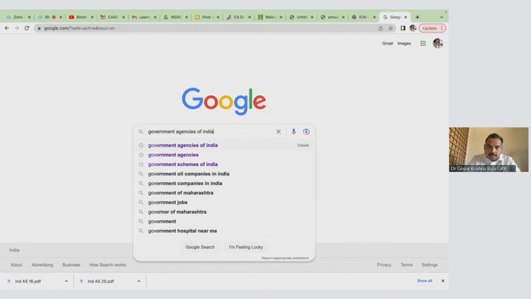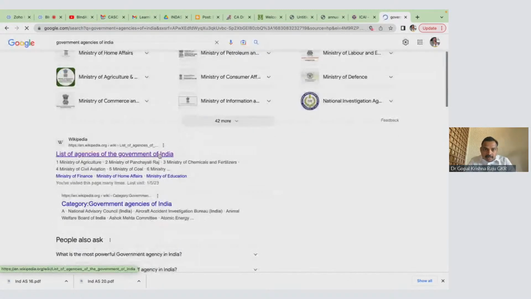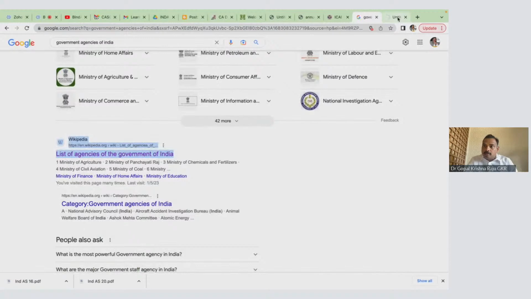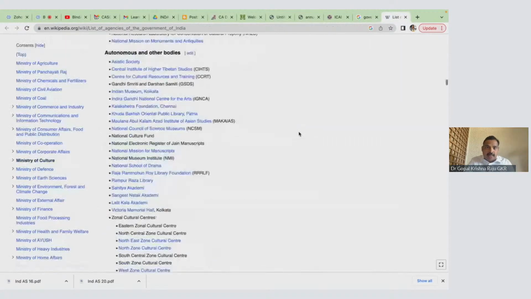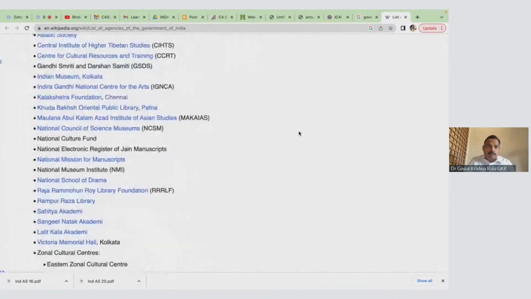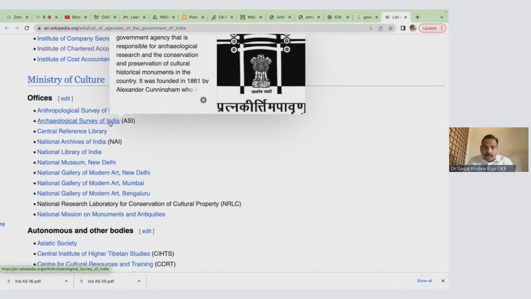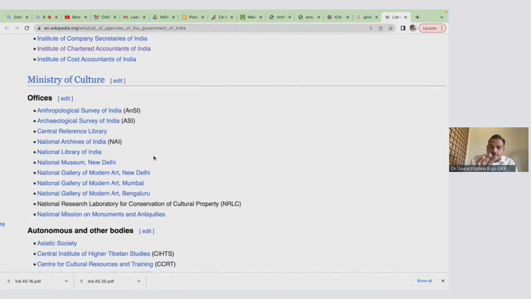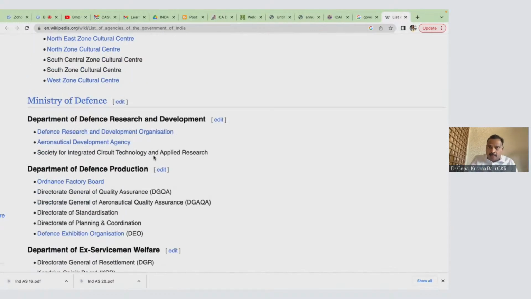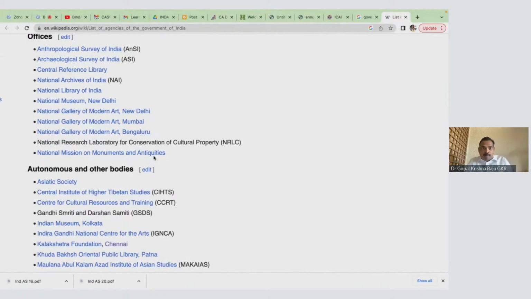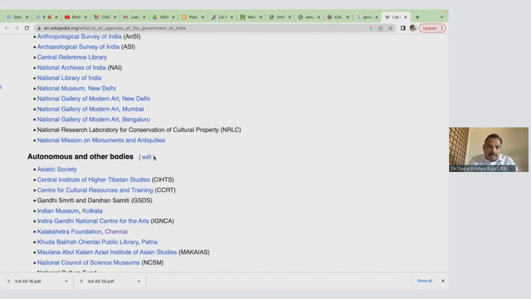So it's a very big list. Please look at this list of agencies of government. Every ministry has them, whether they are autonomous bodies, the Ministry of Culture, please look, Archaeological Survey of India. This is actually a government agency. All are funded, and wherever there is government funding, you have a C&AG audit.